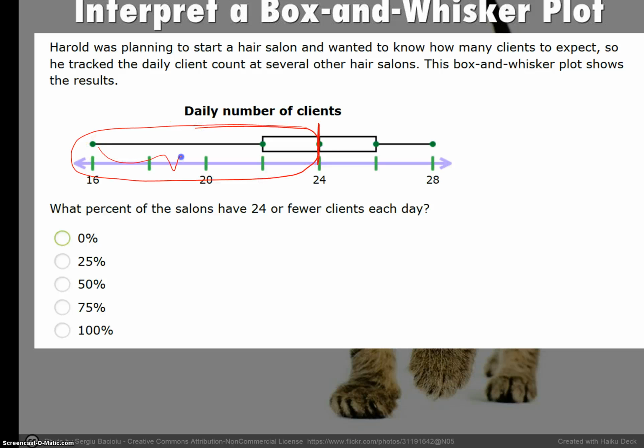Well, this is 25% in this quartile. This is 25% in that quartile. Another 25% and 25%. So from the middle of the data to the end is 50%. So this would be my answer.